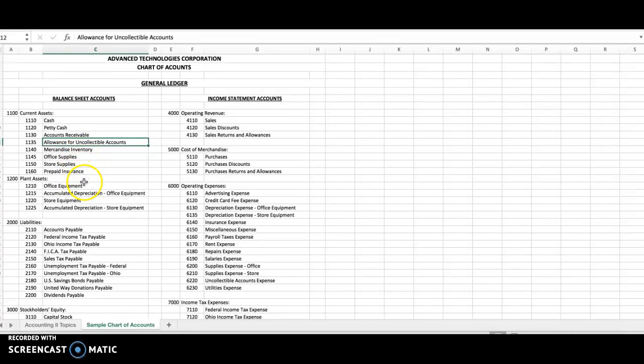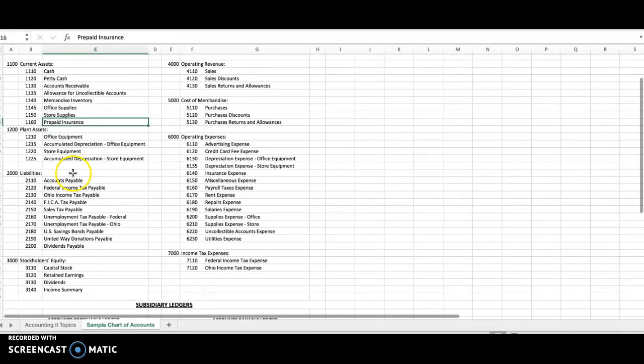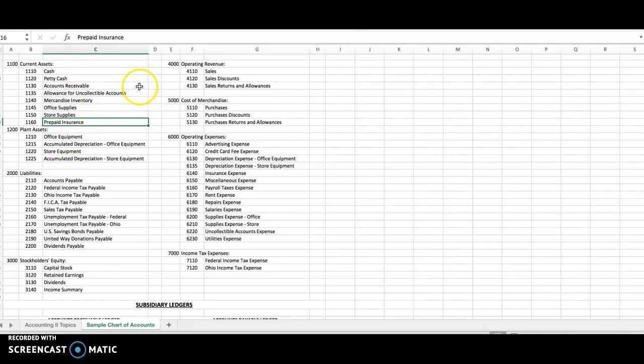Inventory, supplies, those are not new. Prepaid insurance is something new. We'll take a look at that. And all of these are under the heading current assets. Now we also have another category called plant assets: office equipment, accumulated depreciation, store equipment, and then again another accumulated depreciation account.